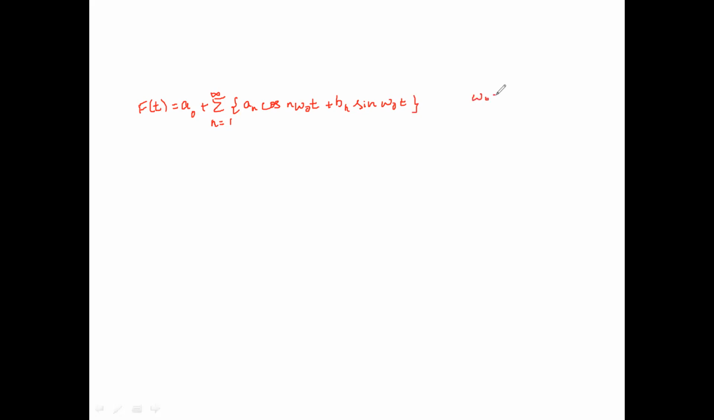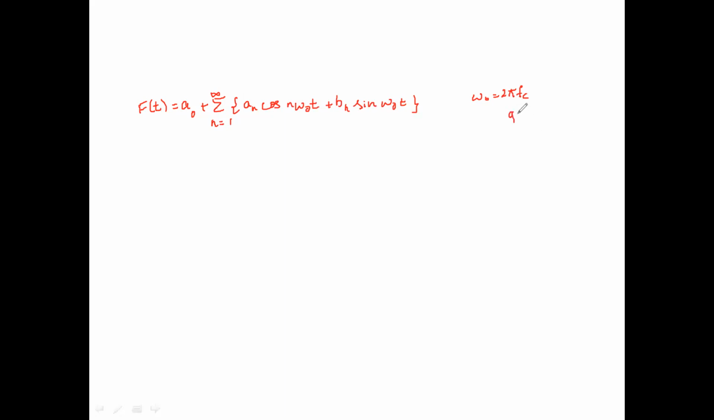What is omega naught? Omega naught is 2 pi fc. This is the general expression for Fourier series. As I told you, g of t is a rectangular pulse and it is periodic in nature and it is symmetric. So I can tell g of t is an even function.